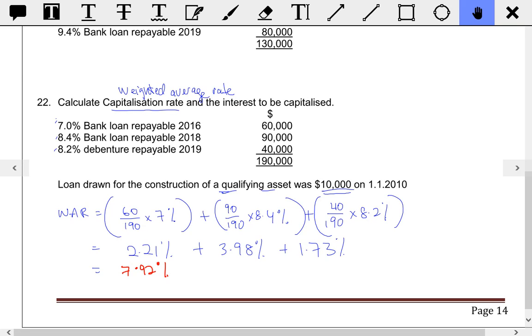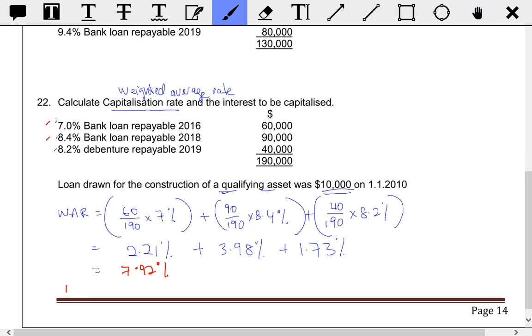Last question. The lowest interest rate is 7, the highest 8.4. Will the final answer be above 8.4? Can never. Is it below 7? No, it has to be in between. So 7.92. So I only borrow 10.